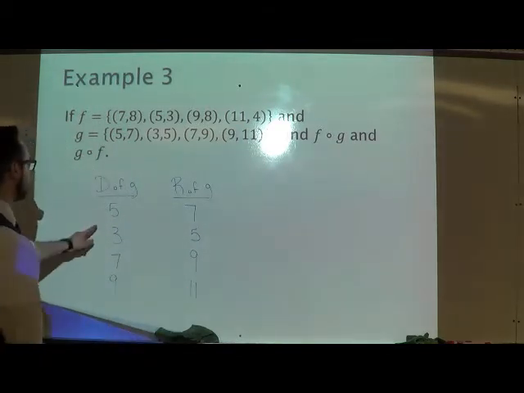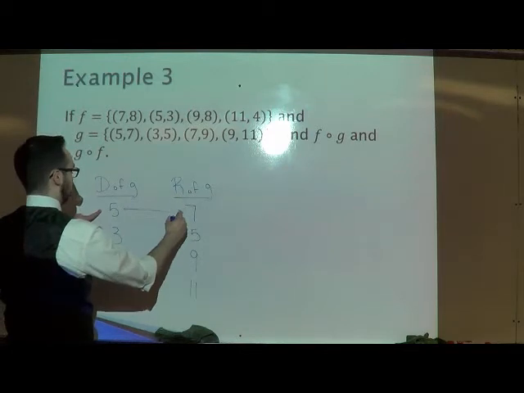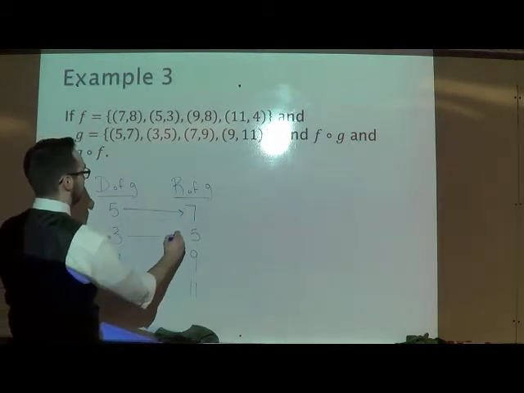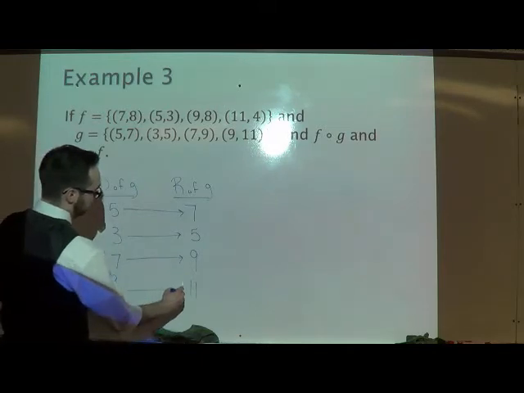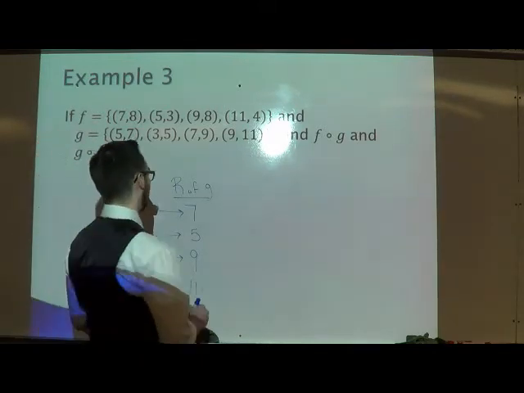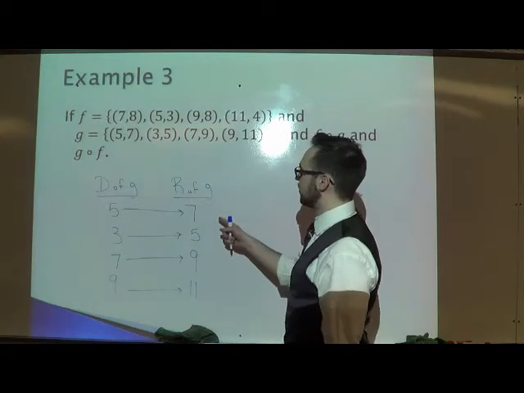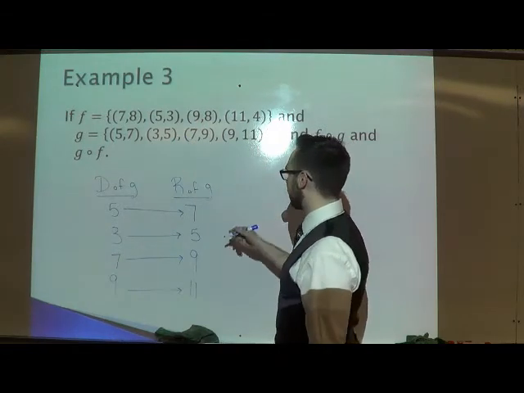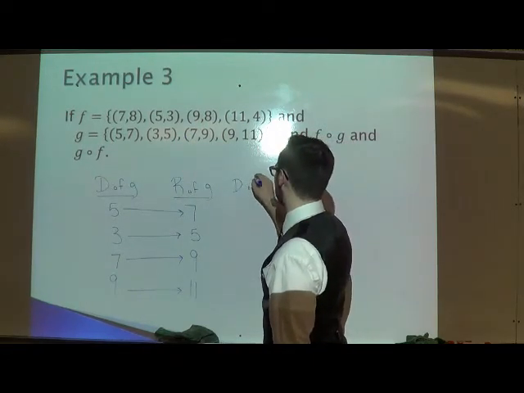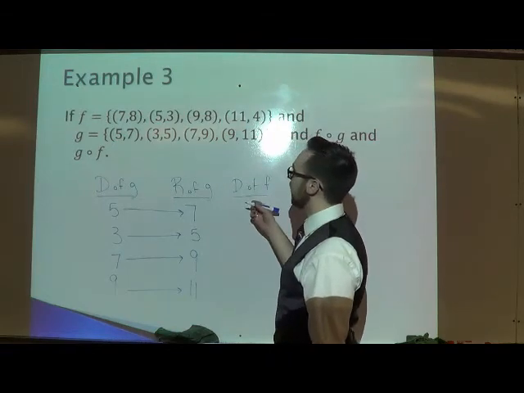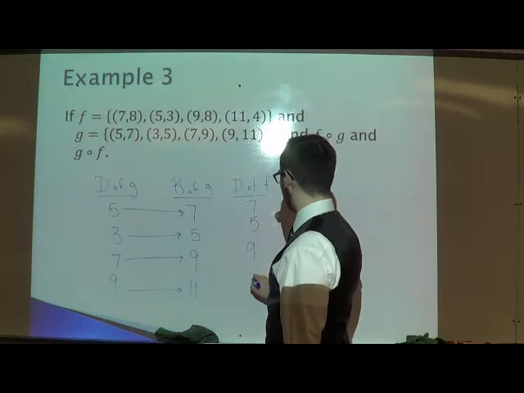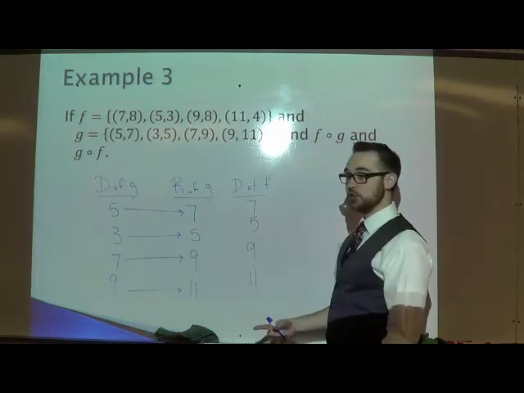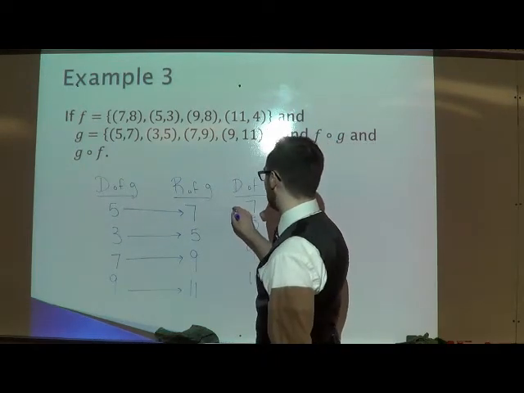Now our hope, so the 5 points to the 7, the 3 goes to the 5, the 7 goes to the 9, and the 9 goes to the 11. Now our hope is that the range of g matches the domain of f. So when I look at the domain of f, I'm hoping those are all the same, which they are. We have 7, 5, 9, 11. I want those all to match, and they do.